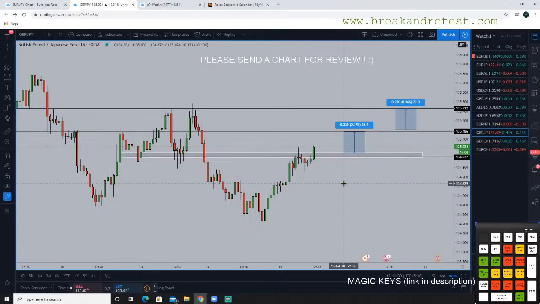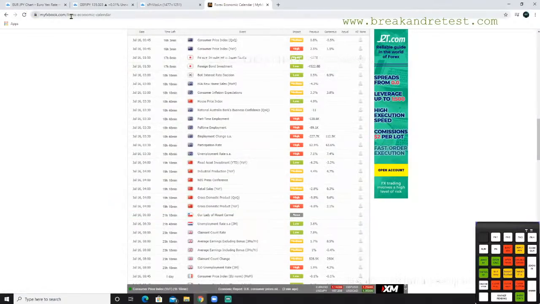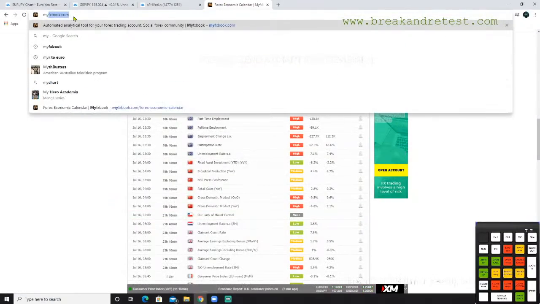GU has a good breakout. Not yet. Not yet. Until you see a candle close, there's no breakout. Yes, and yeah, let's take a look. Let's take a look at the news.